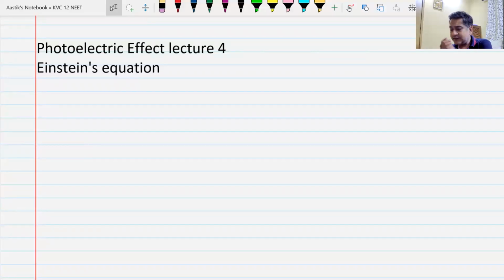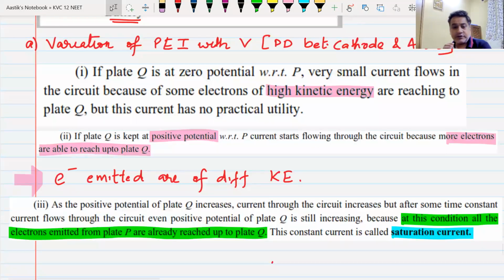So good evening, everyone. This is lecture number 4 in photoelectric effect, and we are dealing with the effect of potential on the photoelectric current. We had seen the 2 or 3 points. Anyone remembers those points? Do we remember these points? What happens when you change the potential difference? What happens on the current?